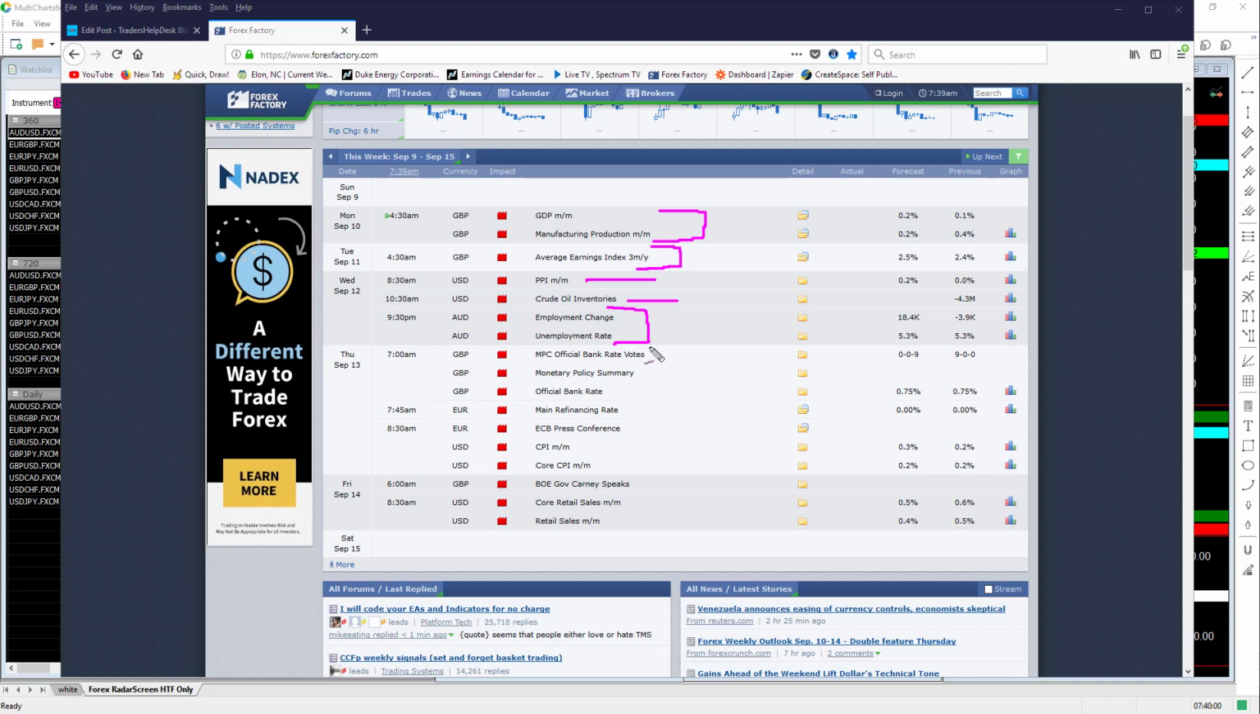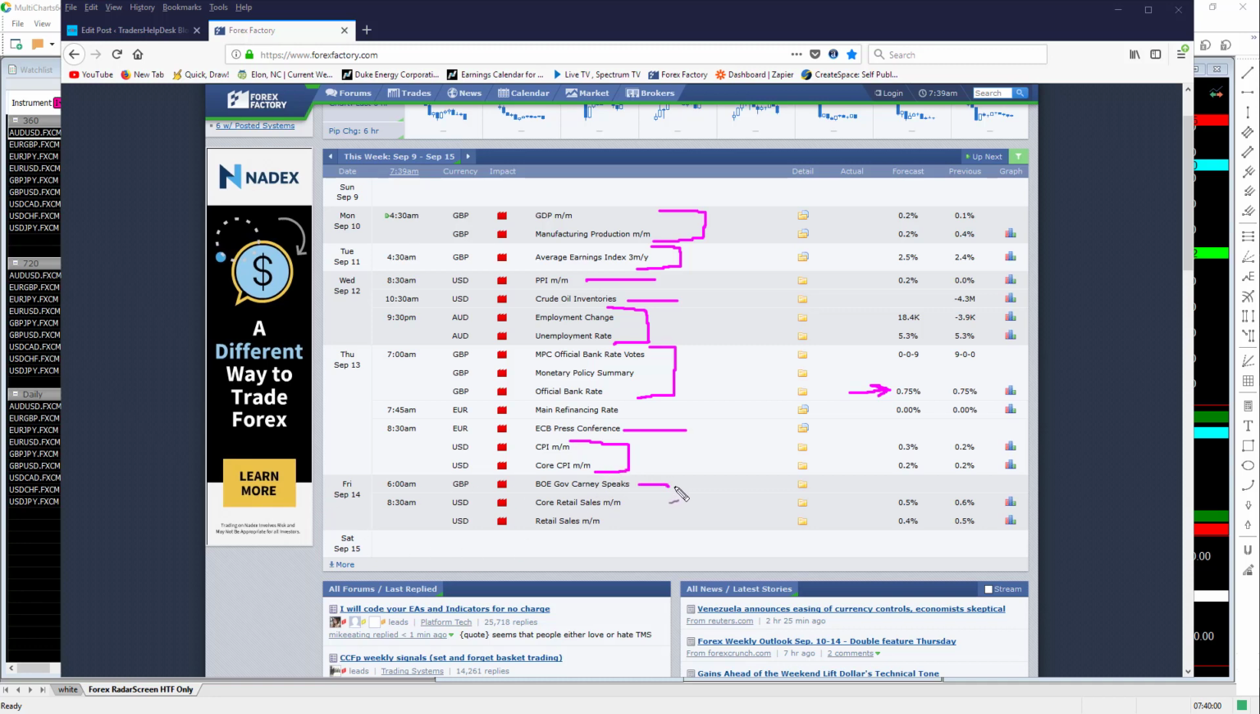Then on Thursday morning, we have the British pound official rate statement. They are expected to keep the rate the same, so we may not see a big move. It just depends on what comes out. Then at 7:45, we have the euro refinancing rate, and at 8:30, the press conference. Now, as most of you know, it is the press conference that generally will create the most volatility. On the USD side at 8:30, we have the CPI and the core CPI.